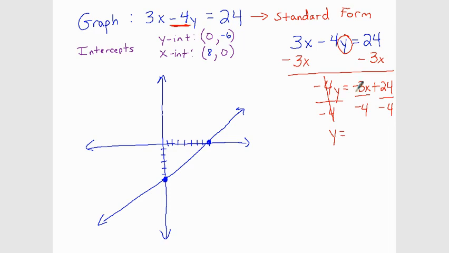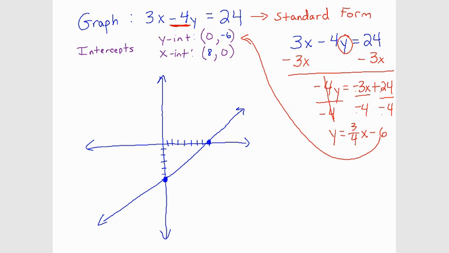Well, I get a negative 3 divided by a negative 4. That gives us just a positive 3/4. And I'll keep it written in fraction form because, again, we want that rise over run. And then a positive 24 divided by a negative 4 is a minus 6. And hey, look at that.